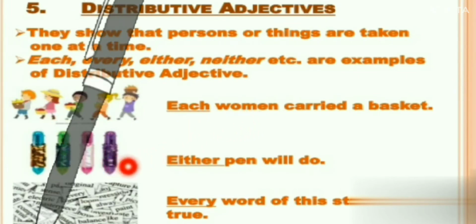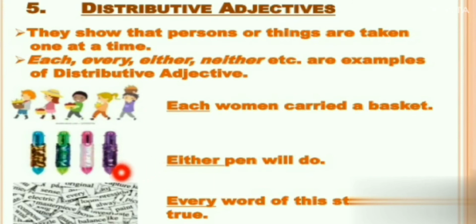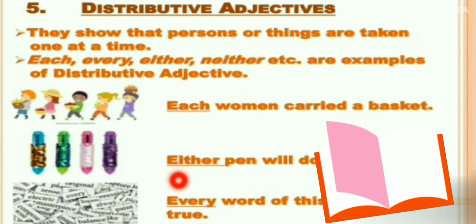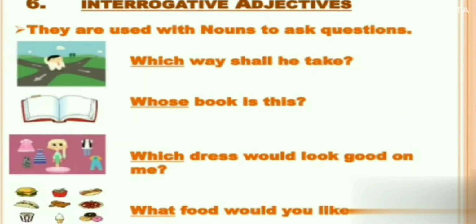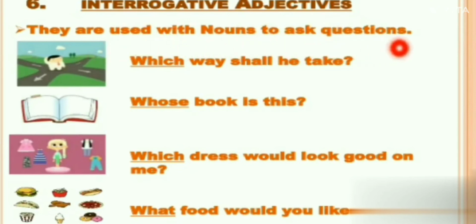Example number 2, either pen will do. Now pen is a noun modified by either, which is a distributive adjective. Next one, every word of the story is true. Every is distributive adjective which is modifying word. Number 6, interrogative adjectives. They are used with nouns to ask questions.